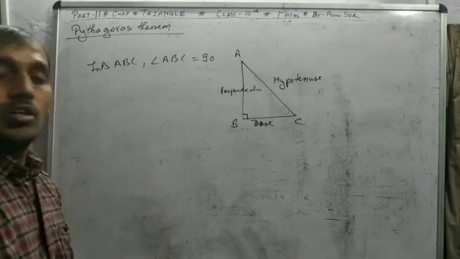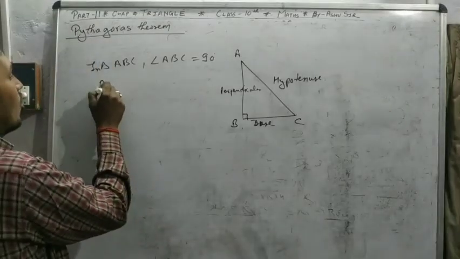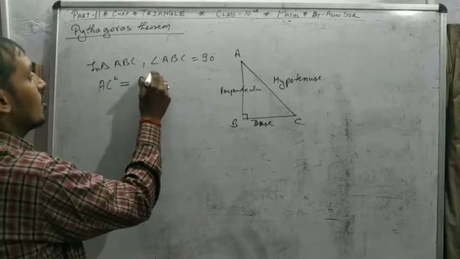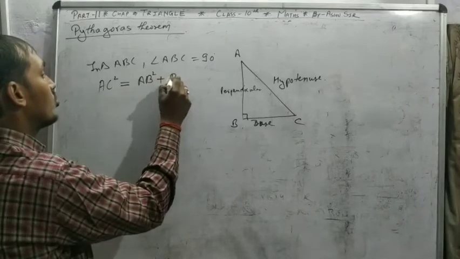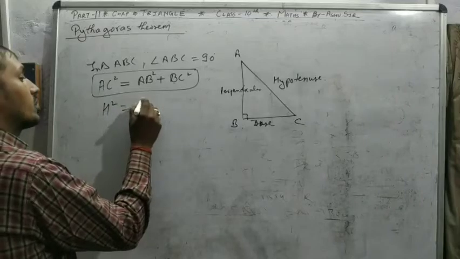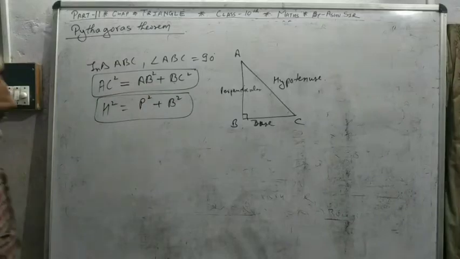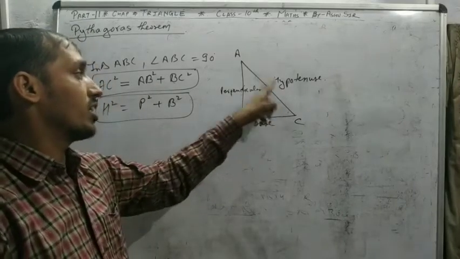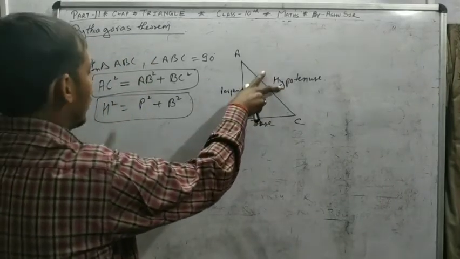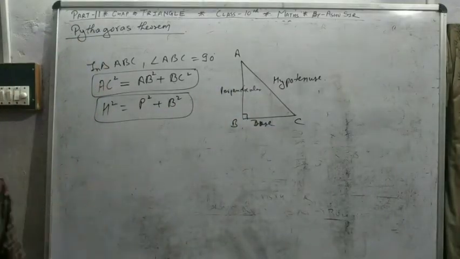So what is the Pythagoras theorem? In a right triangle, the square of the hypotenuse is equal to the sum of the squares of the remaining two sides, or you can say the longest side squared is the sum of the squares of the other two sides. Angle 90 is the greatest angle, so the side opposite 90, that is the hypotenuse, is the longest side of this triangle, and the square of this longest side is equal to the sum of the squares of the remaining two sides. That is the Pythagoras theorem.